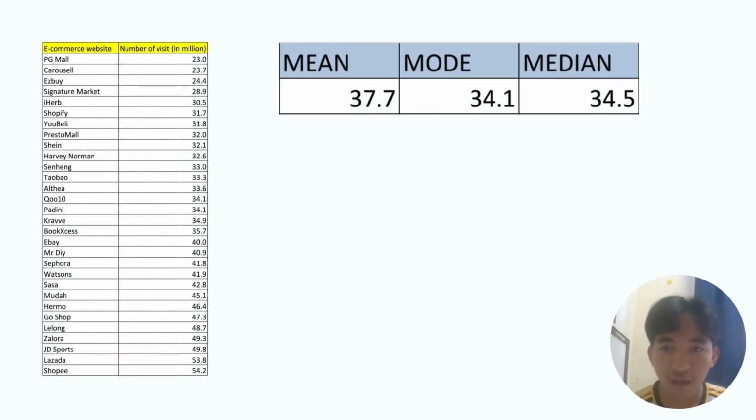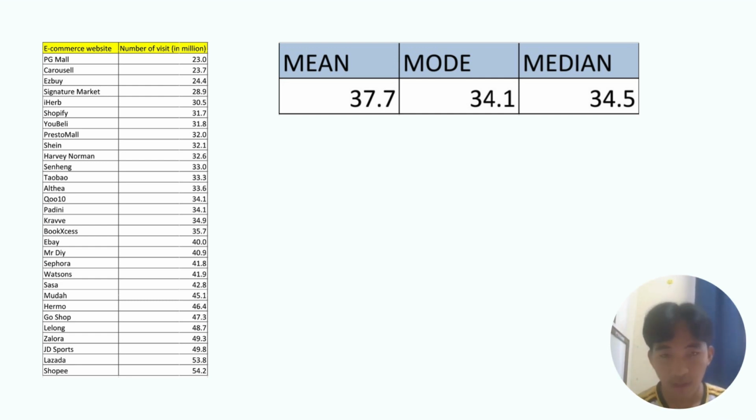This table is for the number of visits in million and the mean is 37.7. To calculate the mean in Excel, use equal average, columns, and select all data. And the mode in this table is 34.1 because it came twice, for Q10 and Vladini. And the median is 34.5.